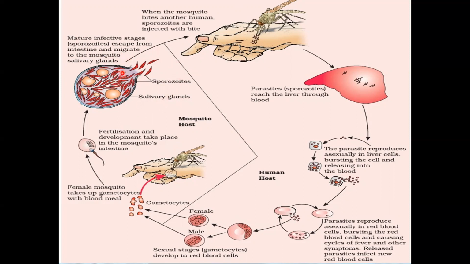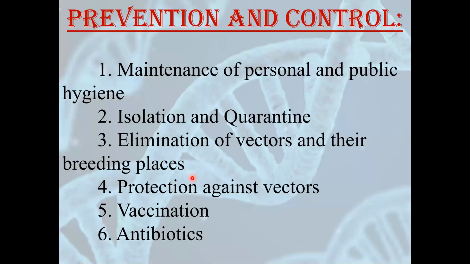Now they are having the sporozoites. Again, when this mosquito will bite the human, from the salivary glands, the sporozoites will enter into the human. So in this way, the cycle will continue. Make sure that you learn each and every step of this cycle. This is very, very important for your board exams.